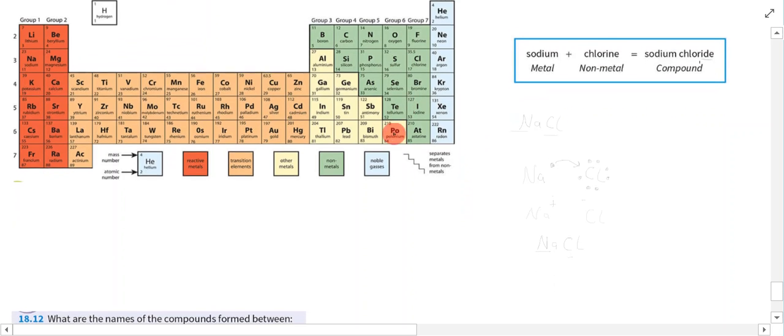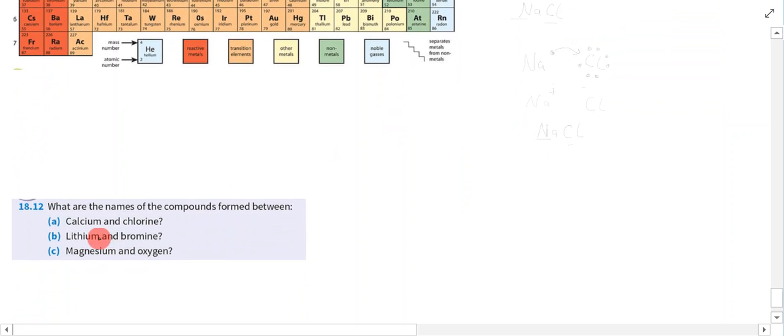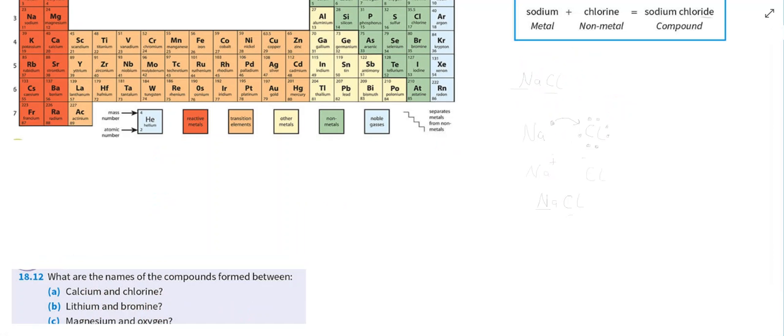So what I'd like you to do then is pause the video and try and work through these questions here. What are the names of the compounds formed between calcium and chlorine, lithium and bromine, and magnesium and oxygen? I just want you to do a dot structure like this, and just write down what you think the names of each of the compounds are. Okay, so let's have a look at these then.